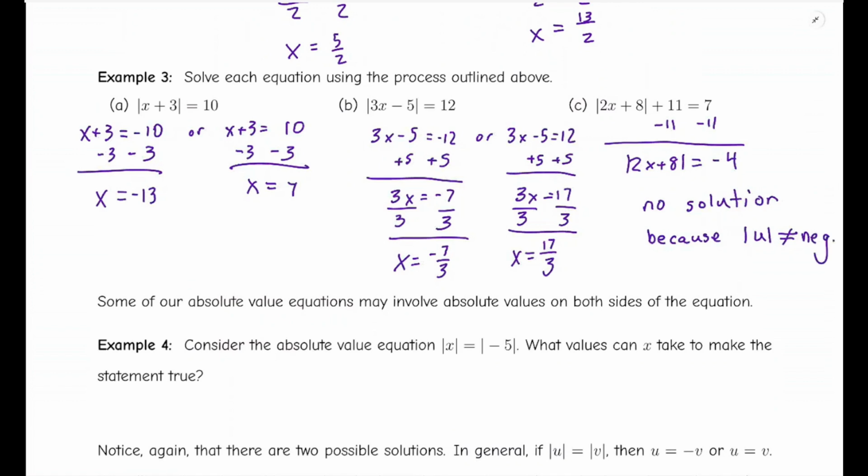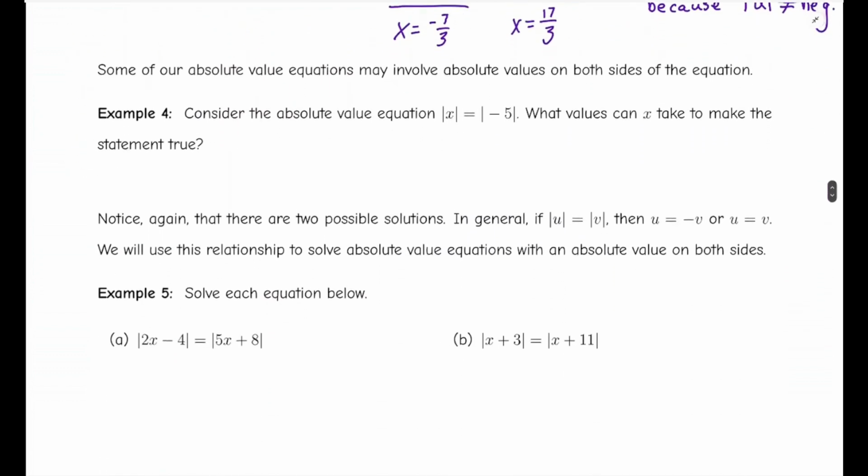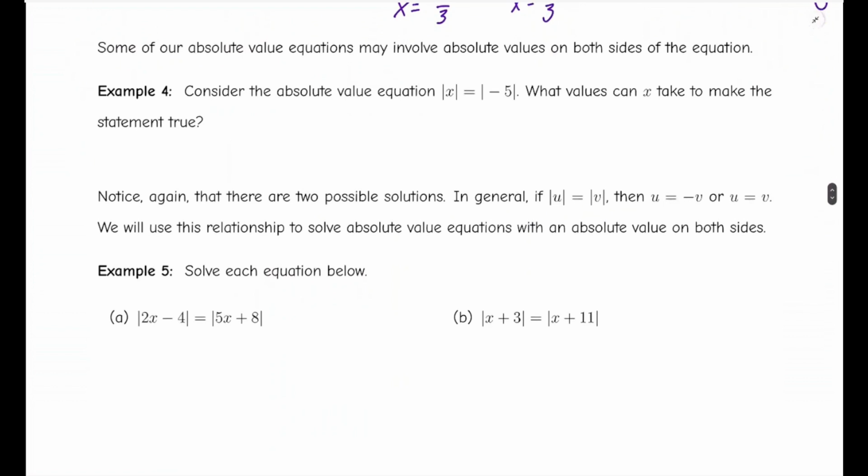Some of our absolute value equations may involve absolute values on both sides of the equation. Consider the absolute value equation, absolute value of x equals the absolute value of negative 5. What values can x take to make the statement true? Well, we get the same thing because this becomes absolute value of x is equal to 5, which means x equals 5, or x equals negative 5. Notice again that there are two possible solutions. In general, if the absolute value of u equals the absolute value of v, then u equals negative v or u equals positive v. We will use this relationship to solve absolute value equations with absolute value on both sides.